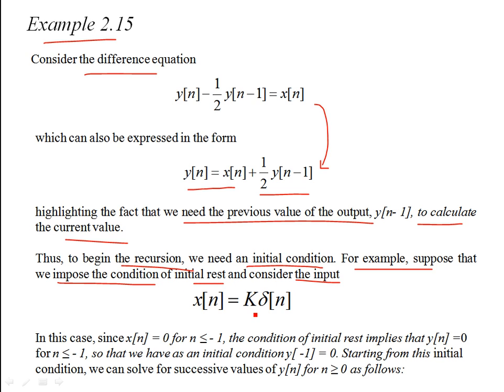So the input is a unit delta function, the unit impulse function. In this case, x of n is 0 for n less than or equal to minus 1. The condition of initial rest says that y of n is 0 for n less than or equal to minus 1, so that we have an initial condition that y of minus 1 is 0. We are assuming the initial rest condition. Starting from this initial condition, we can solve for successive values of y of n.